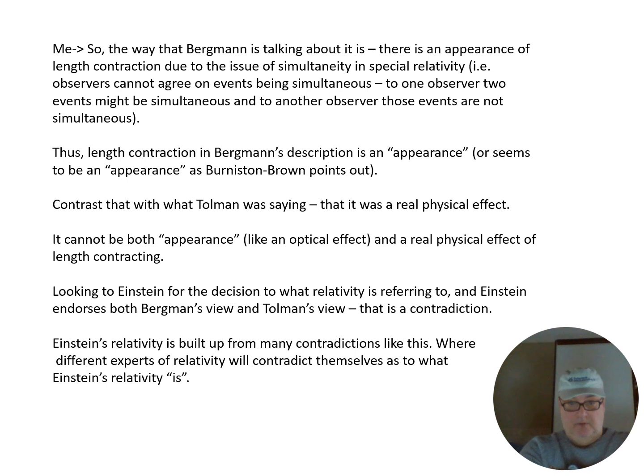So looking to a decision for Einstein to what relativity is referring to, Einstein endorses both Bergmann's view and Tolman's view, and that's a contradiction. Einstein's relativity is built up from many contradictions like this. If you've got things like twin paradox, which seems to be a contradiction, you've got other things which come into it which seem to be contradictions, and you're supposed to just accept that. But in this case you've got Bergmann and Tolman who seem to be saying different things, and Einstein is going to accept both things. So how many of these contradictions are you going to accept?